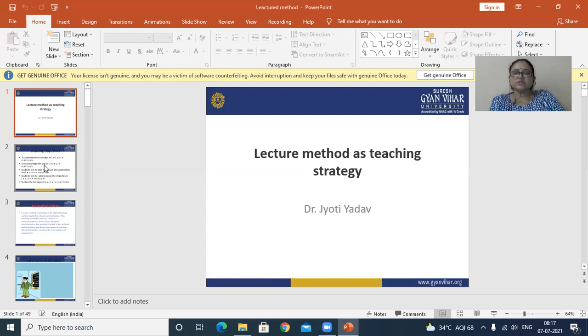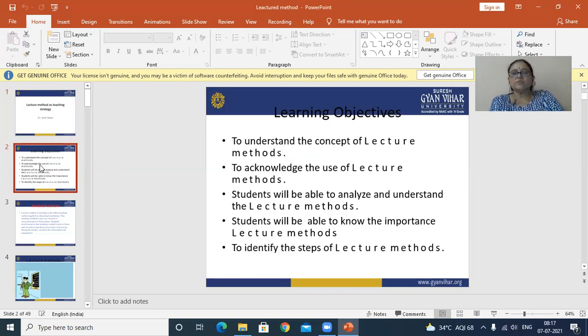We will first discuss the objectives of lecture method: to understand the concept of lecture method, to acknowledge the use of lecture method. A student will be able to analyze and understand lecture method, to know the importance of lecture method, and to identify the steps, or we can say principles, of lecture method.